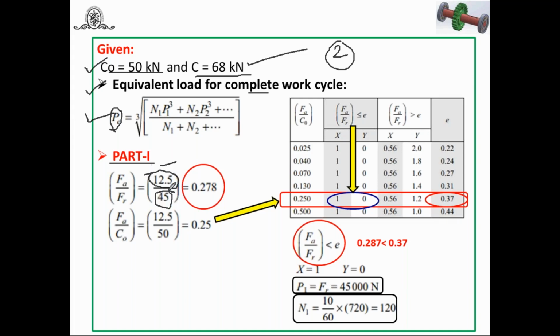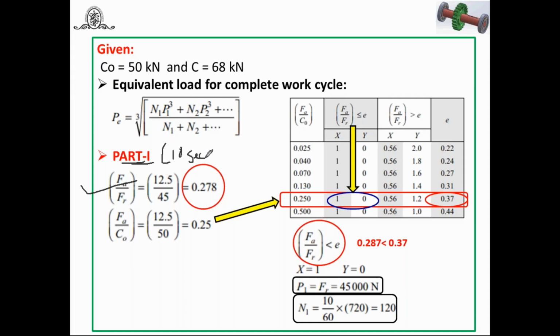And you know very well how to select the bearing from the catalog. You find the X and Y, that is the radial and thrust factors. We always have to consider these two ratios. Last time we discussed these things: the first ratio Fa by Fr and the second Fa by C0. Fa by Fr for the first 10-second cycle of part 1: Fa is given as 12.5, Fr 45. You will get this ratio.